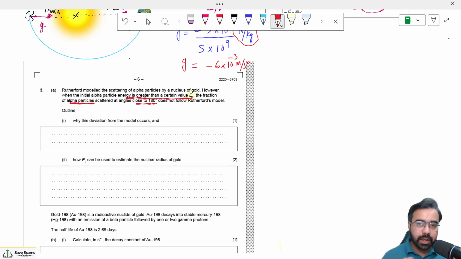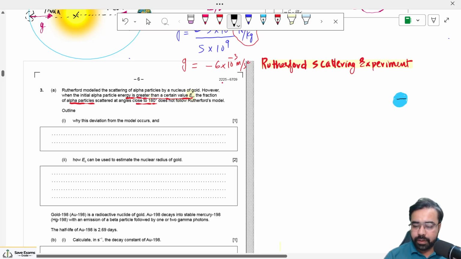So, why is this abnormality? Why is this special observation observed by that scientist? We will understand it by first understanding what the Rutherford experiment is all about. So, let me show you.